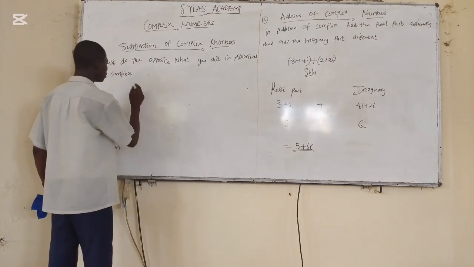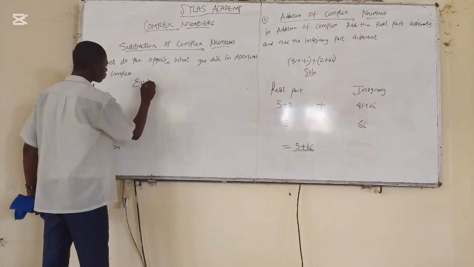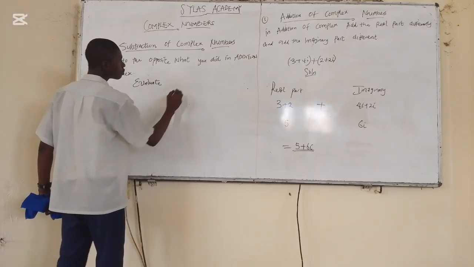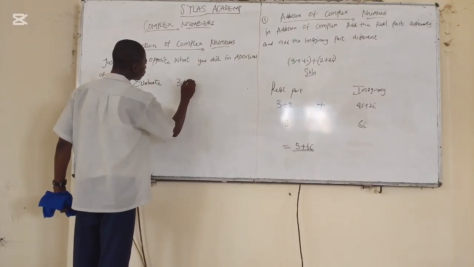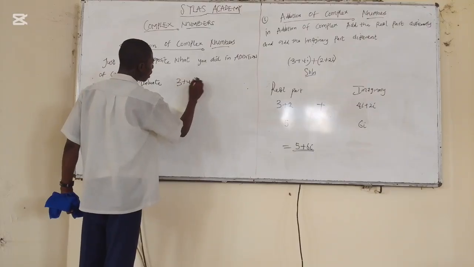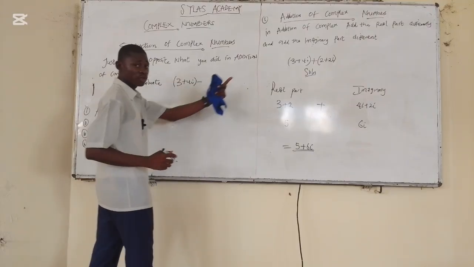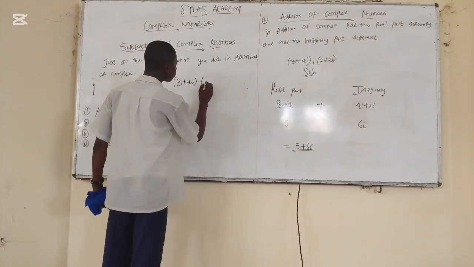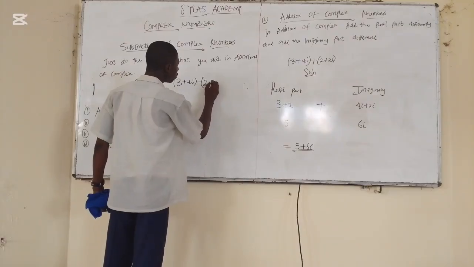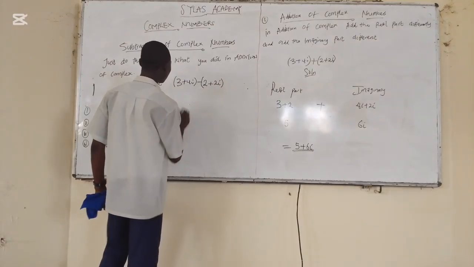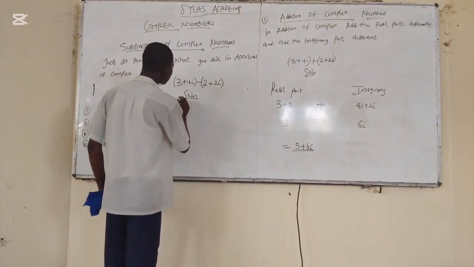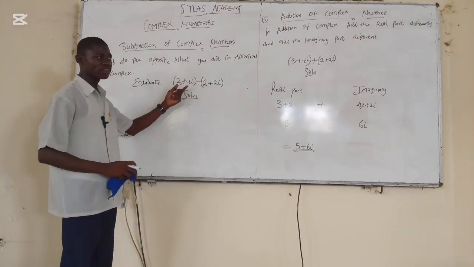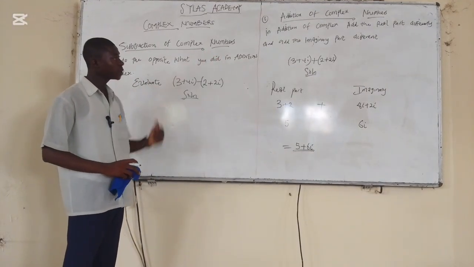They give you this question, say evaluate 3 plus 4i minus, because minus is the opposite of plus, 2 plus 2i. Your solution is here. Say do the opposite of what you did in addition.